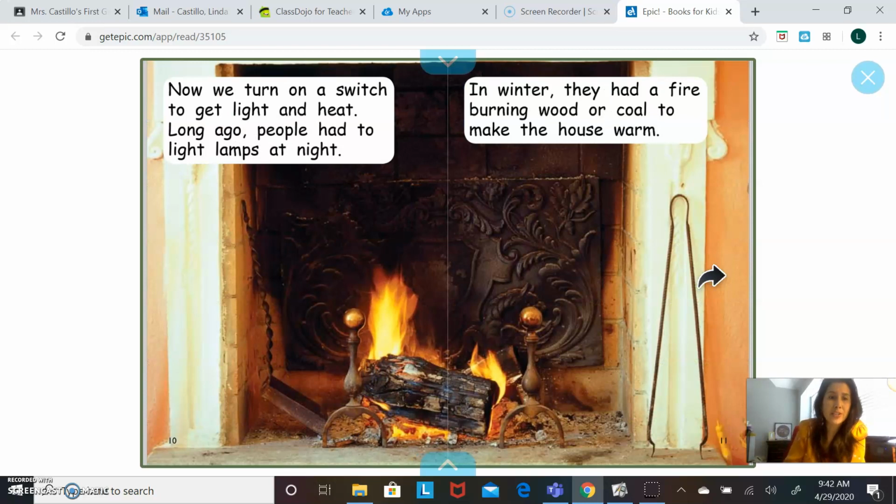Now we turn on a switch to get light and heat. Long ago, people had to light lamps at night. Now we just turn a switch, right? We go to the wall and we turn up the switch, turn light on, then flip the switch down to turn it off. In winter, they had a fire burning wood or coal to make the house warm.